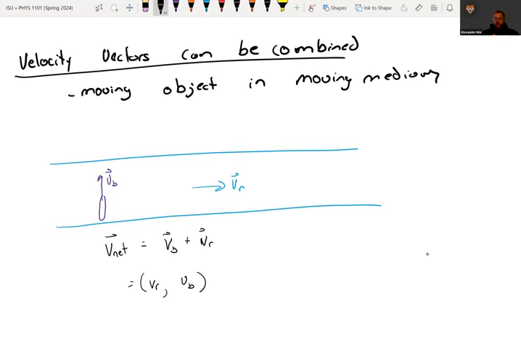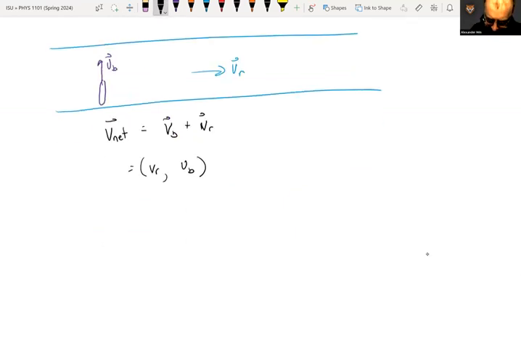And you can see that, if you wanted to get directly across the river, you'd have to aim the velocity of the boat upstream a little bit, such that its horizontal velocity would cancel out the velocity of the river. That's the idea. Okay, so that's what's going on there. This brings up the idea of adding vectors. So I want to talk about how we can add vectors, adding vectors graphically.